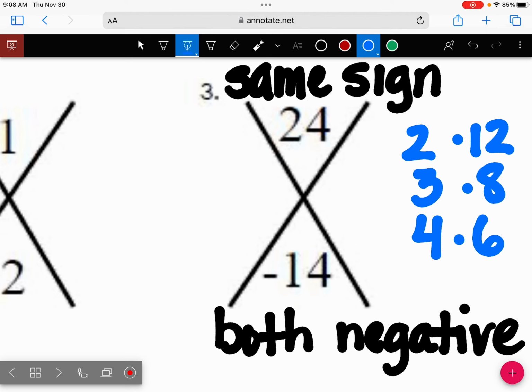Okay, because this number is positive, I know I'm looking at the sum. I'm going to add these together to get 14. So which one of these pairs will add to be 14? 2 times 12. 2 plus 12 is 14. So that means that it's 2 and 12, and they both are negative. So that would be a negative 2 and a negative 12.